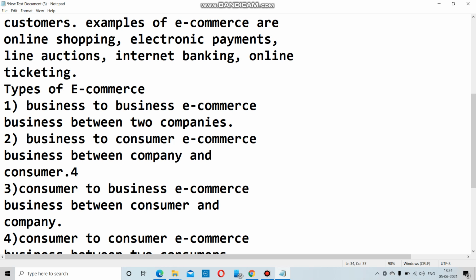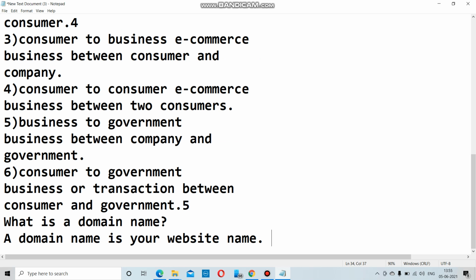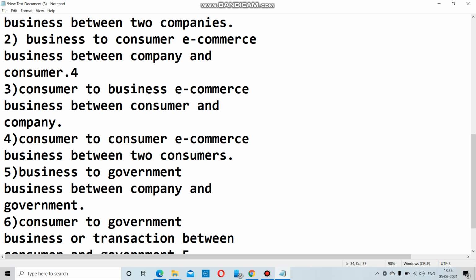Then the third type is consumer to business e-commerce. We see Amazon has an Amazon seller account, and Flipkart also has a seller account. Consumer to business e-commerce means a consumer can sell to a business. A consumer can sell directly to big companies electronically through the internet, which is called the consumer to business e-commerce model. It is a business between consumer and company.